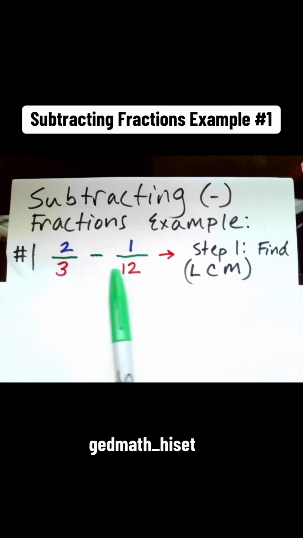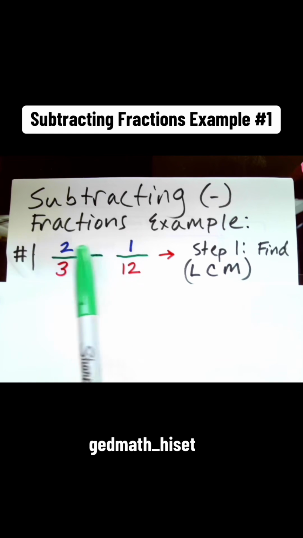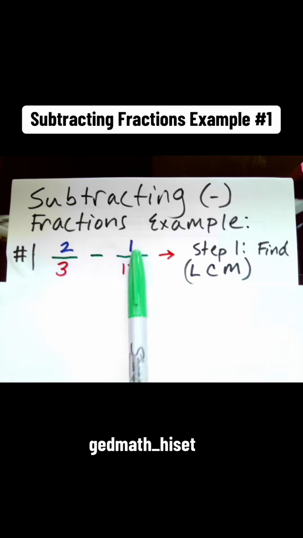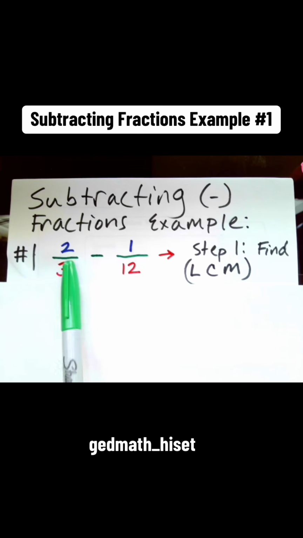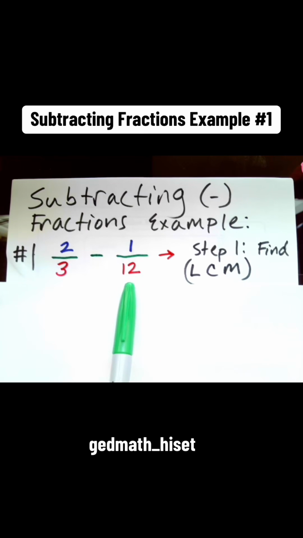You need to have a common denominator, that's the same bottom number, before we can add or subtract the numerators, which are the top numbers here. So 2/3 minus 1/12. Now, can you estimate what number both 3 and 12 would share? What would be the common denominator here in this example?